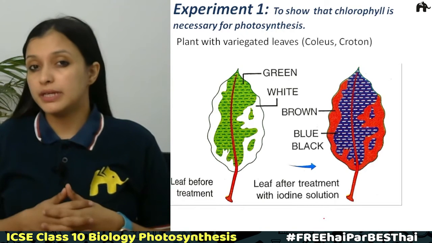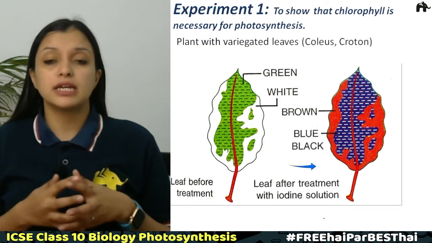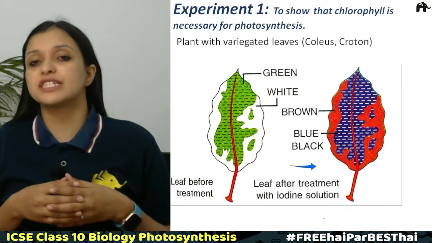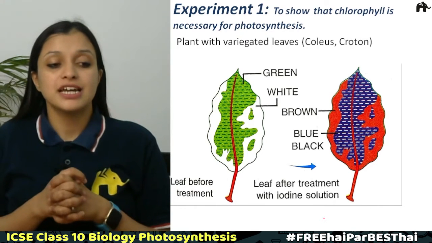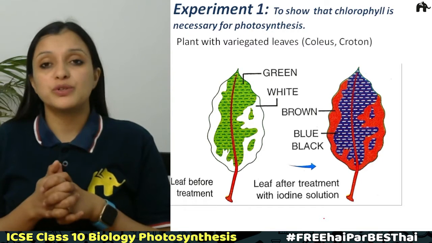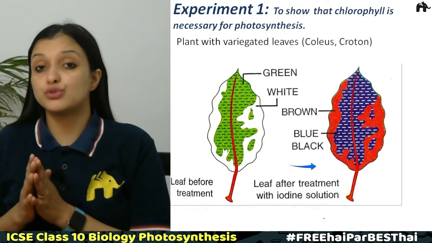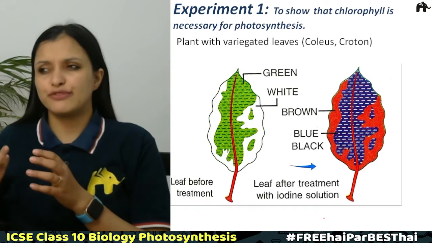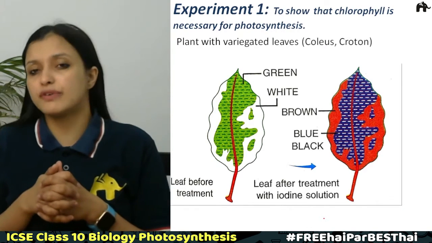So how do we do that? We'll take a plant which has variegated leaves, like a croton plant. You must have seen the croton plant, which has colorful leaves, a leaf which has different colors. Now what we will do is take that plant and keep it in the dark for around 2 days, 24 to 48 hours, and then we'll keep it in the sun for 4 to 5 hours.